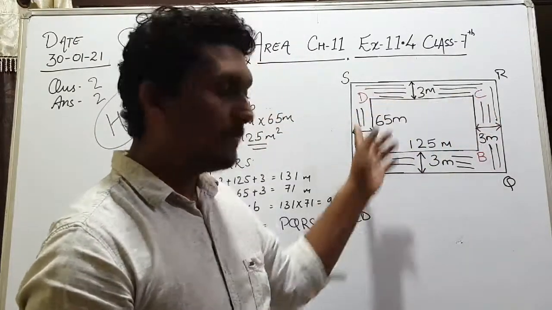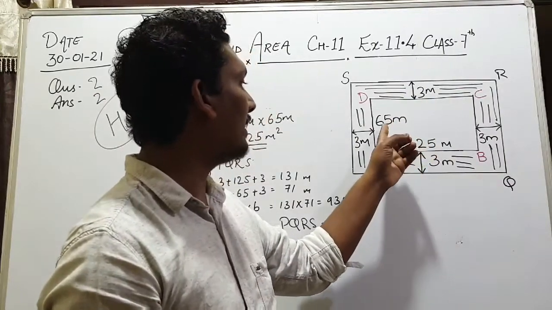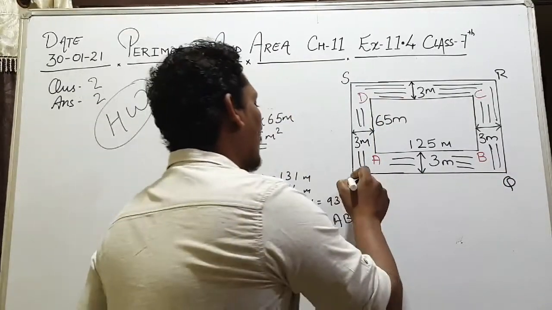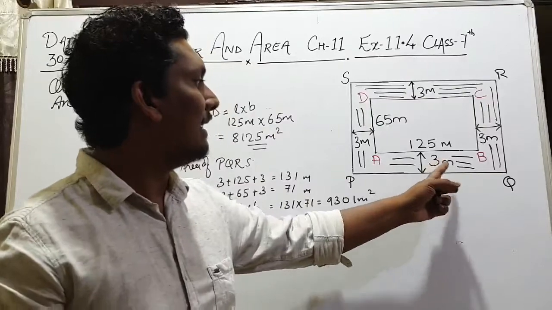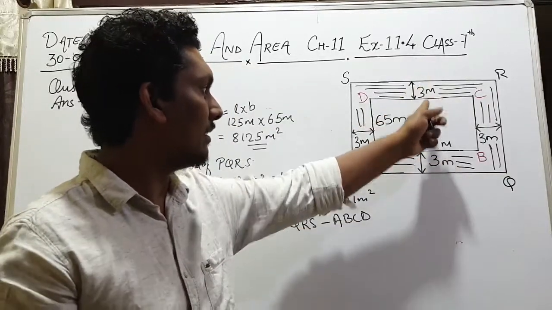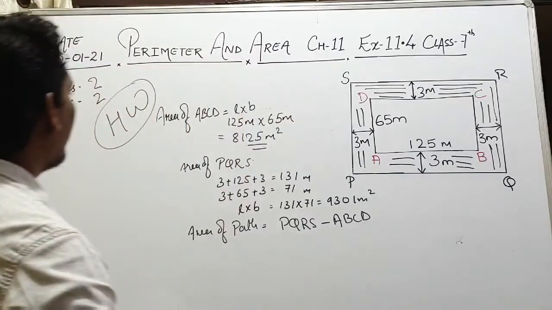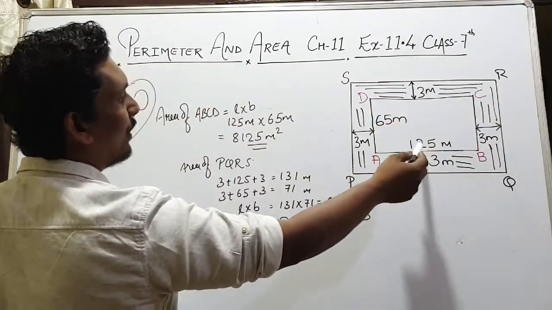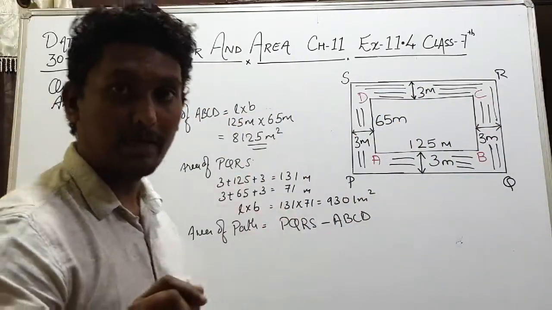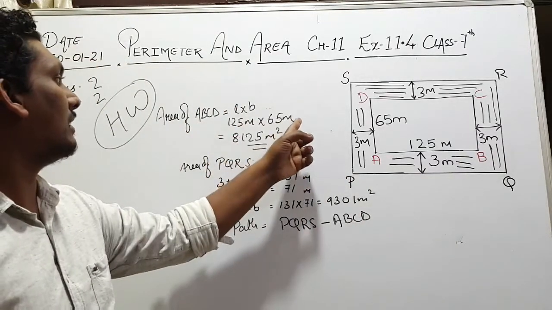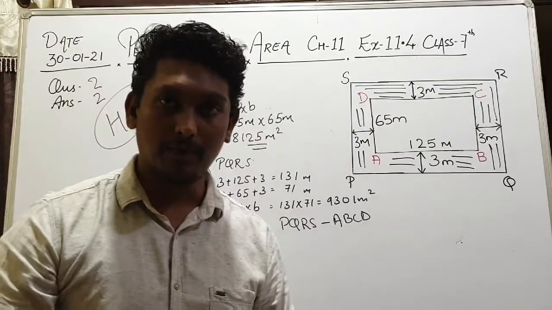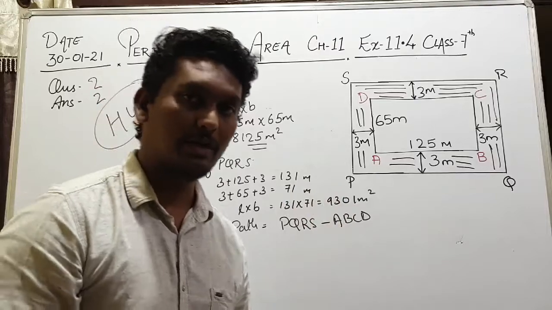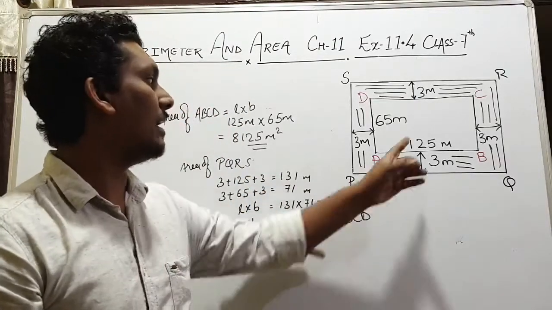Now the ABCD is the garden, whose length is 125 meter and breadth is 65 meter, and PQRS is the path around whose width, 3 meter, is given. Now what you have to do is find the area of the ABCD garden, that is 125 into 65, length into breadth. So 125 into 65, you will get 8,125 meters square, and the steps will be as the previous question, the same as the previous question, only the number is changed.